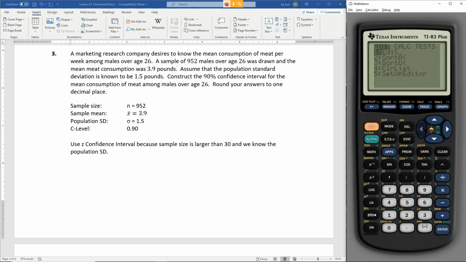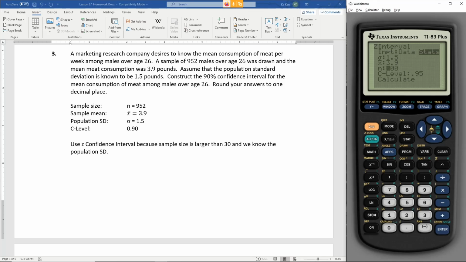Go to test, and if you go down to Z interval, that's number 7, right? Again, we're gonna use stat, so we're not gonna use data. So stat, and the standard deviation is, let me see, 1.5. So enter. What's the sample mean?